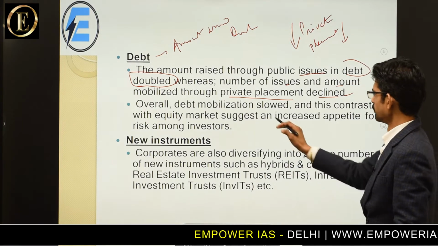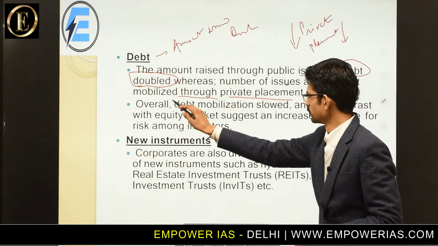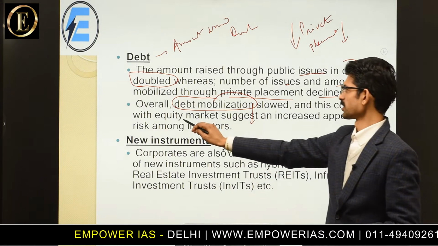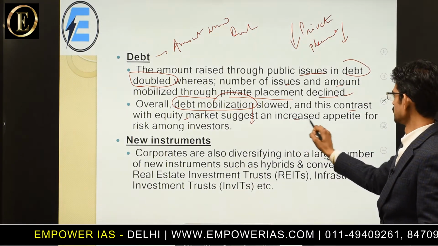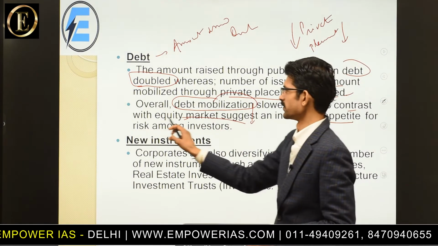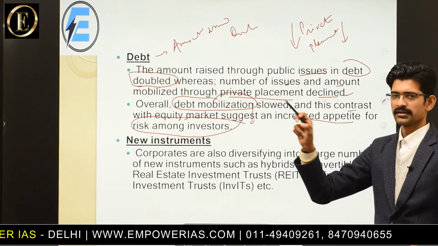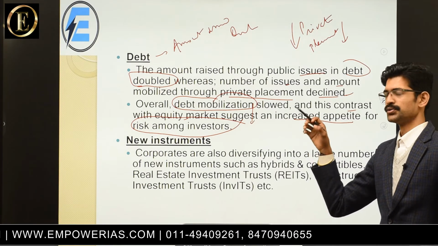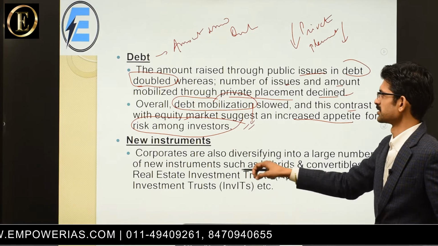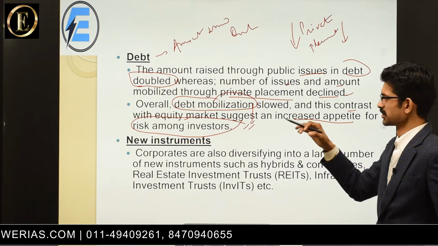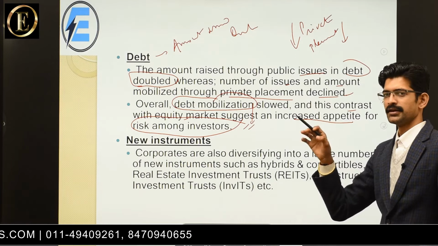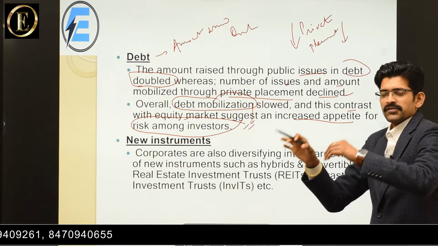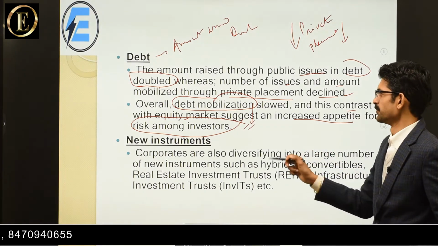So overall debt mobilization slowed, total mobilization of debt reduced, and this, in contrast to the equity market, suggests an increased appetite for risk among investors. यानी कि earlier investors were hesitant to invest in the economy, but due to this debt mobilization sector, the primary market investor has a risk tendency. यानी कि as there is less flow of surplus, there are more and more risk-taking investors coming into the market to invest more and more.